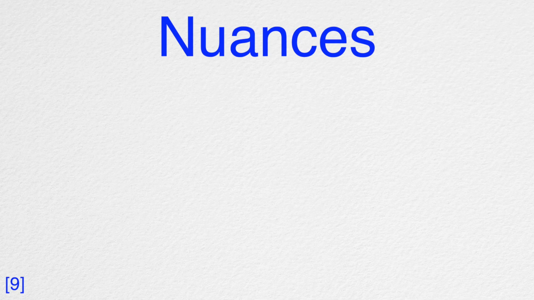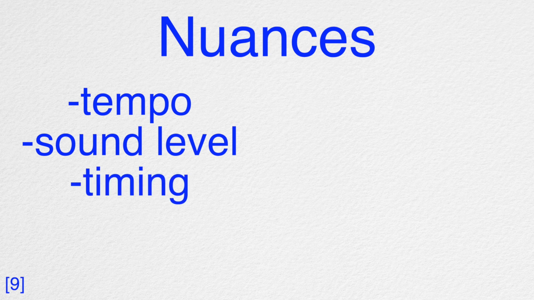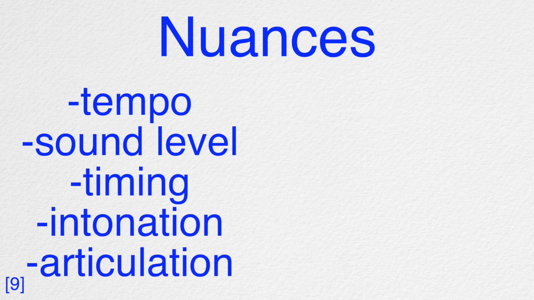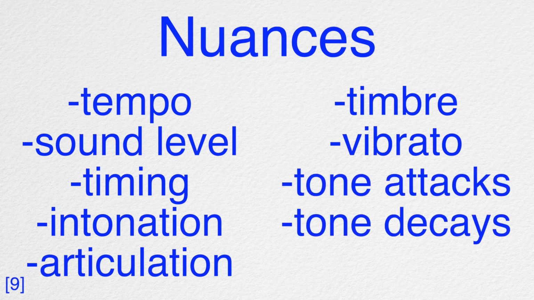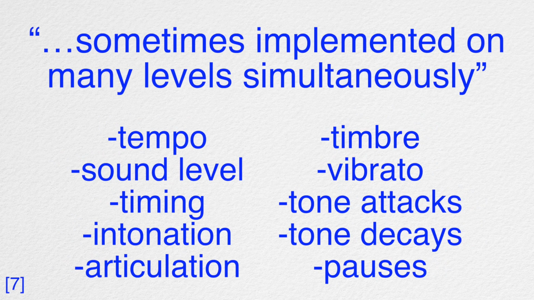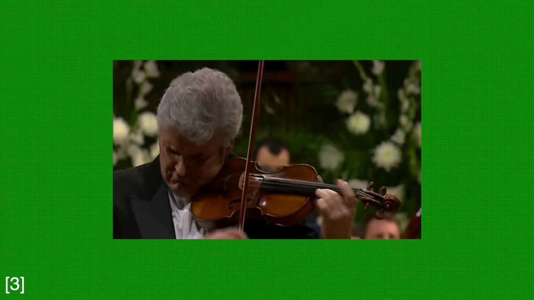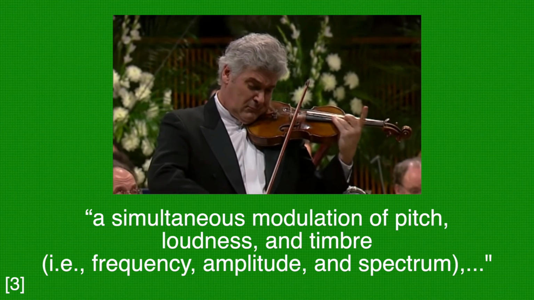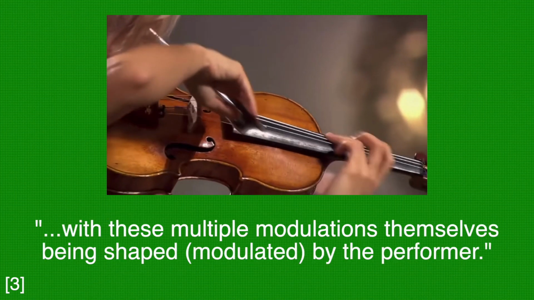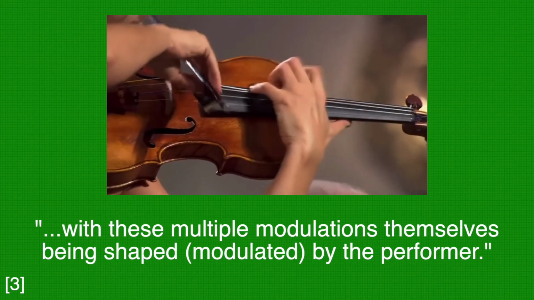These nuances can include subtle control over tempo, sound level, timing, intonation, articulation, timbre, vibrato, tone attacks, tone decays, and pauses. And these are sometimes implemented on many levels simultaneously. A vibrato in a violin sound, which is rarely noted on sheet music, is a simultaneous modulation of pitch, loudness, and timbre, with these multiple modulations themselves being shaped by the performer.